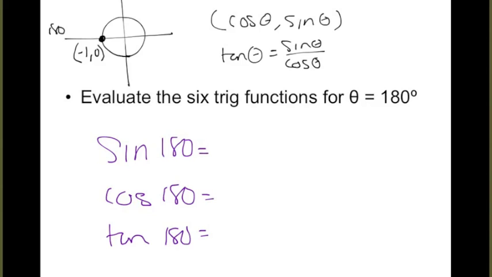So if that point is cosine, comma, sine, then the sine value is the second part of that point, or the sine value is 0. Cosine, comma, sine, so cosine is the first part of the point, so the cosine value is -1. Tangent is sine divided by cosine, so that'd be 0 divided by -1, which is 0.